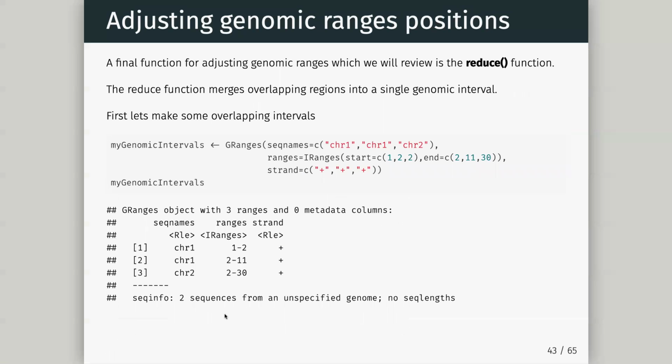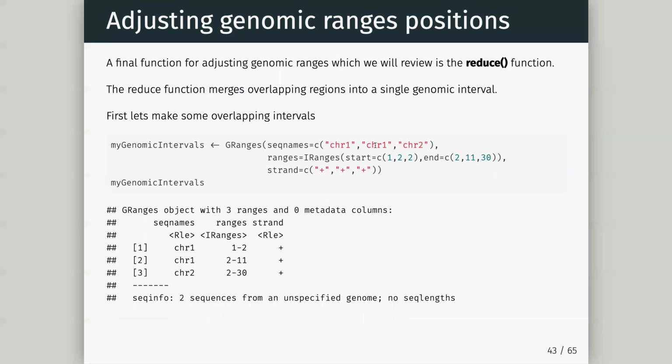A final function for adjusting genomic ranges, which we will review, is the reduce function. This function merges. I often wonder if merge is the right word here, but we'll stick with it. I'd say flattens, really. It merges overlapping regions into a single non-redundant genomic interval. So we can create some overlapping intervals now.